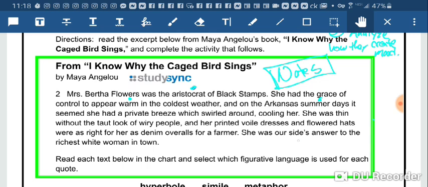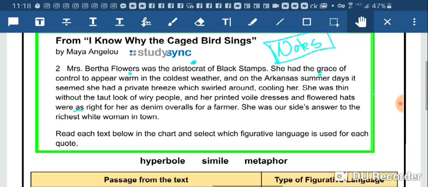She was thin without the taut look of wiry people, and her printed viola dresses and flowered hats were as right for her as denim overalls for a farmer. Okay, so comparison with the word as. She was our side's answer to the richest white woman in town. Okay, so we've got a couple options here.